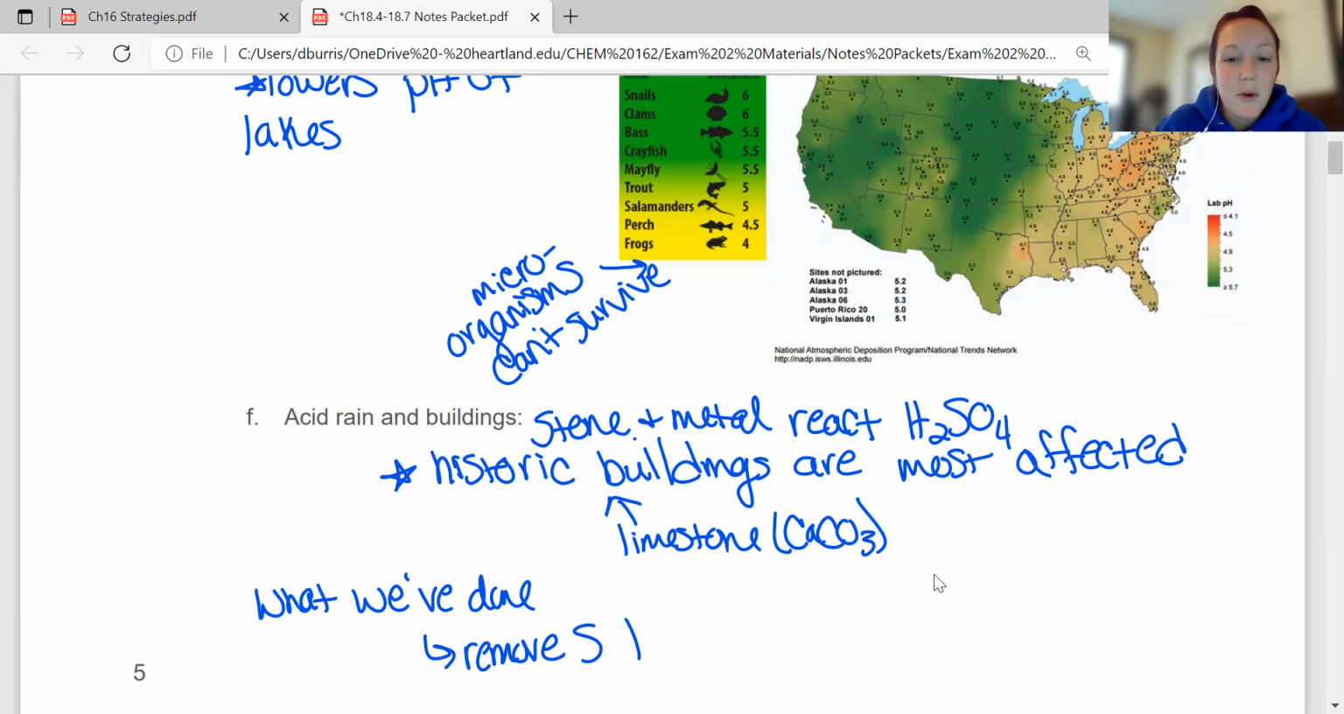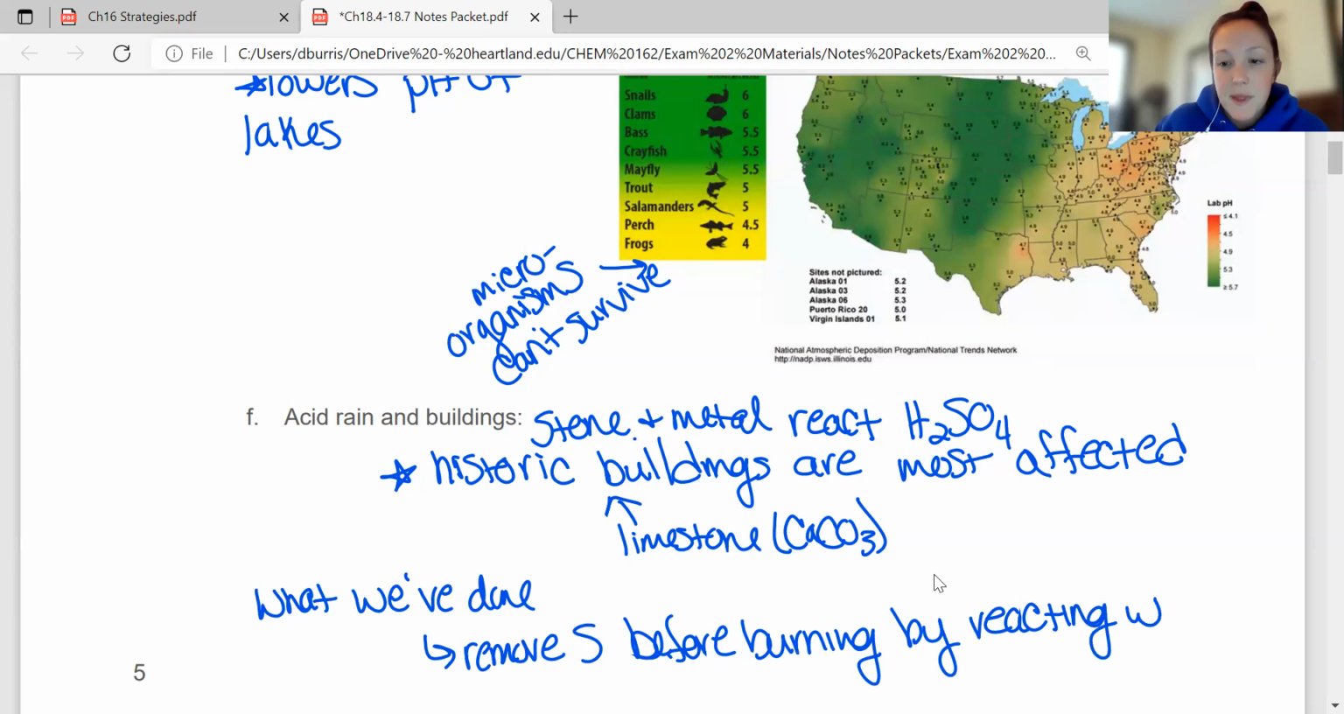Okay, remove sulfur before burning by reacting with calcium carbonates. And so we can kind of control that.